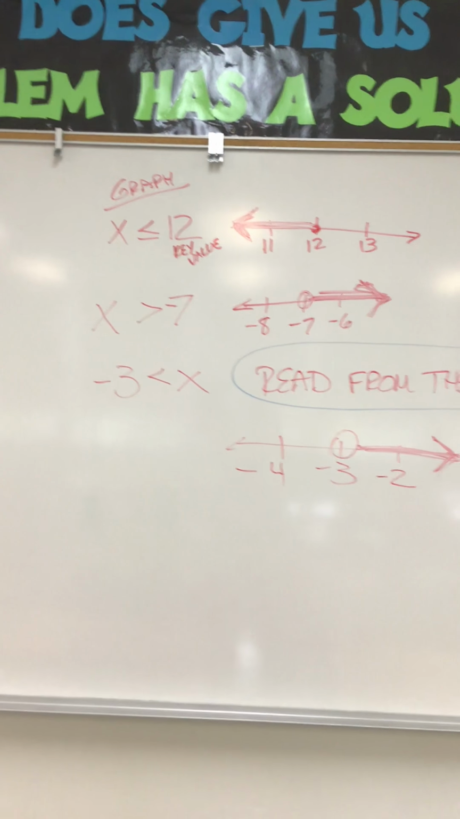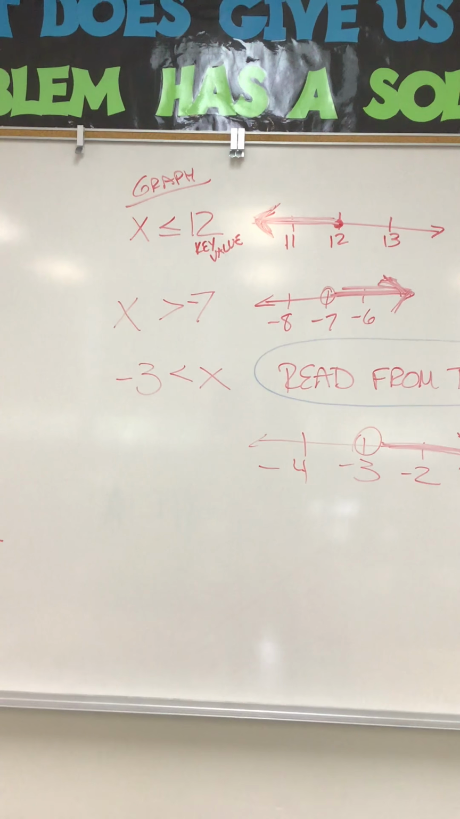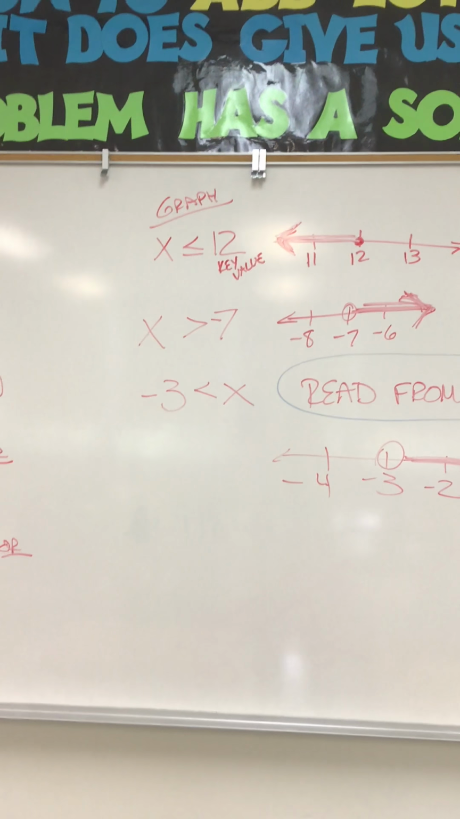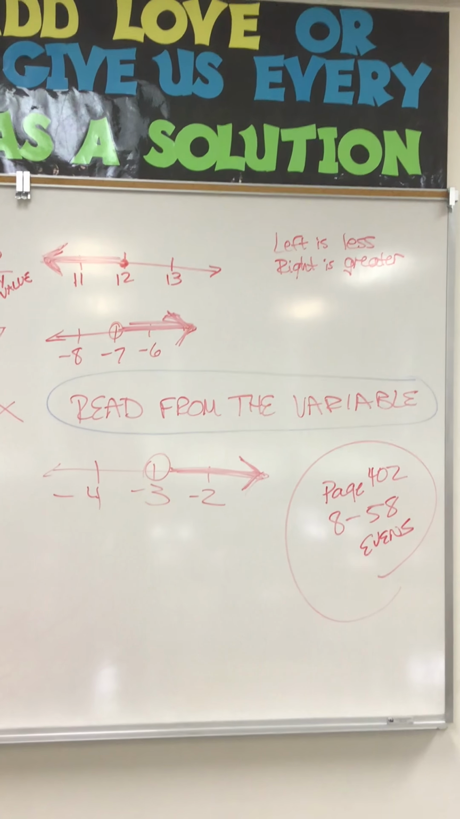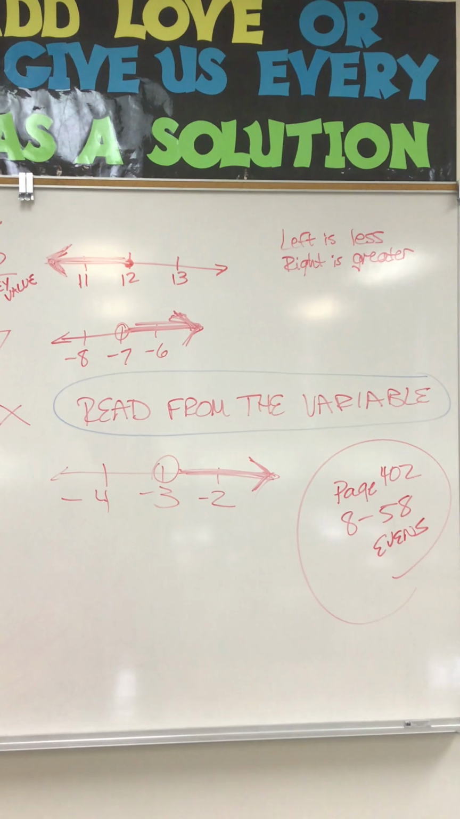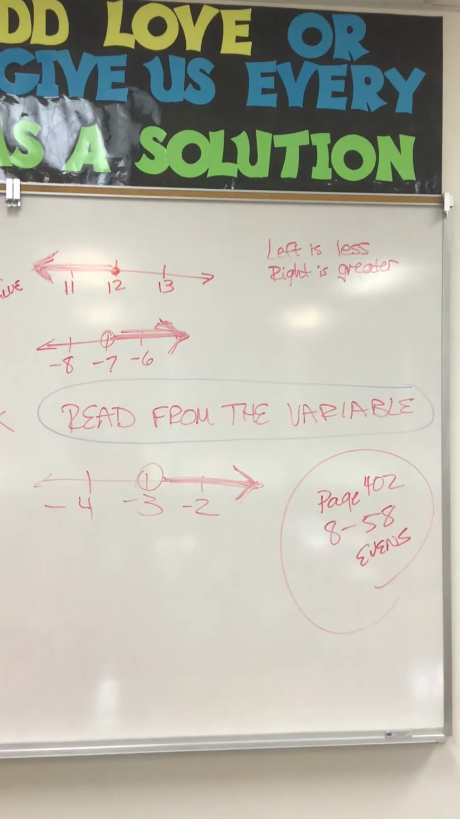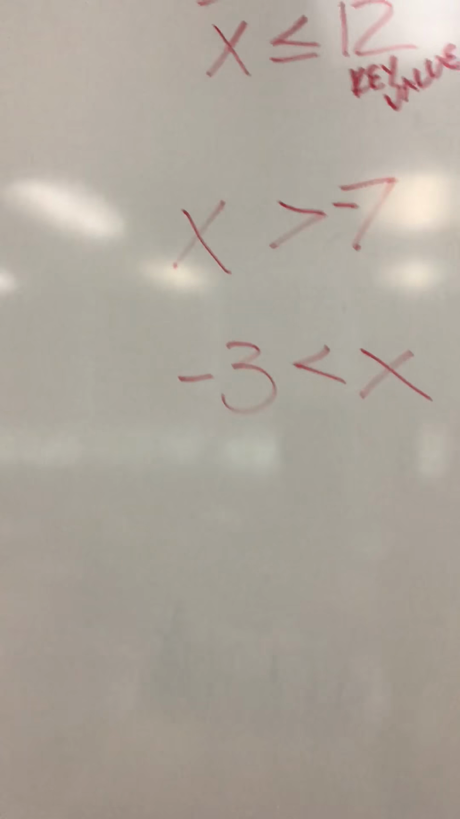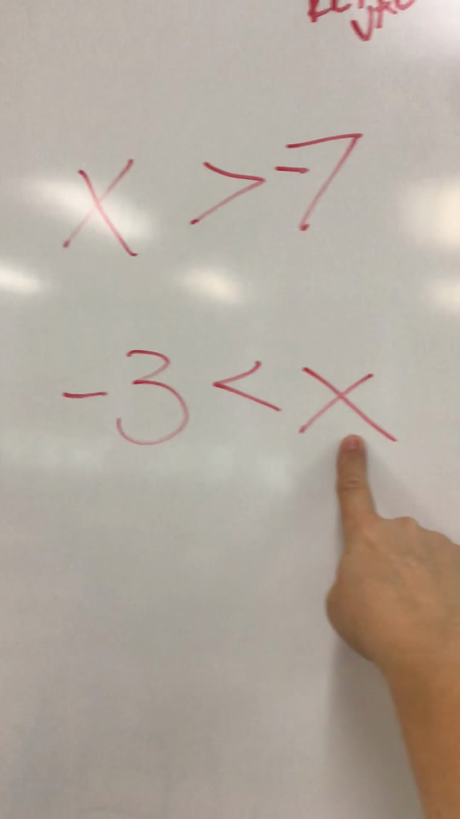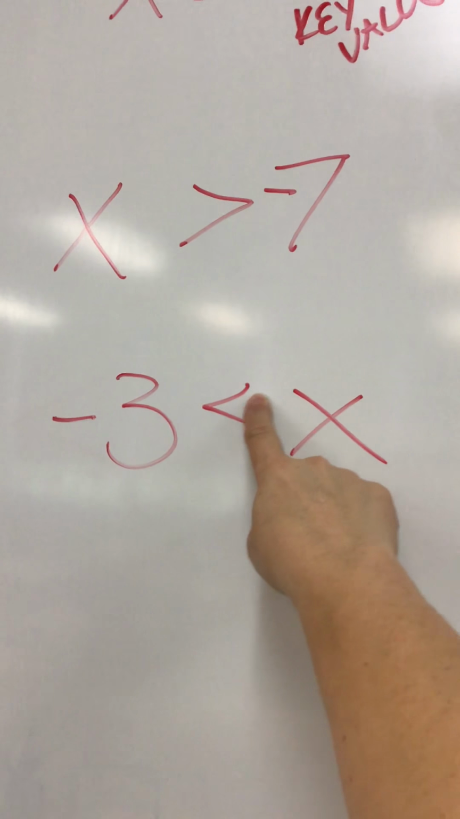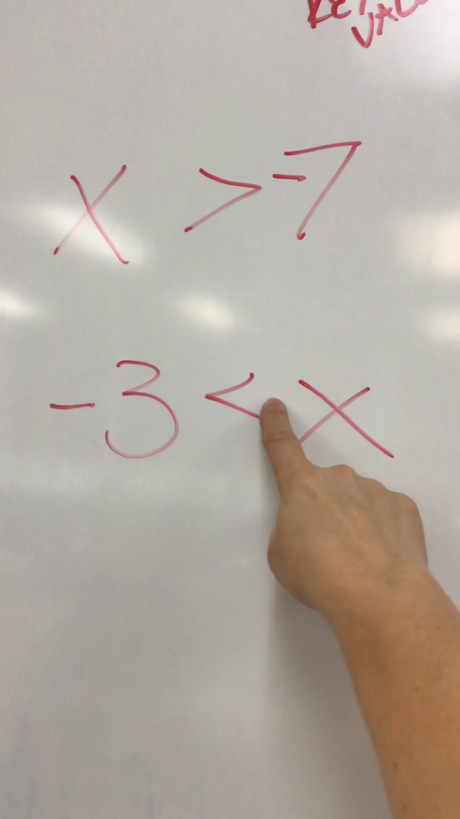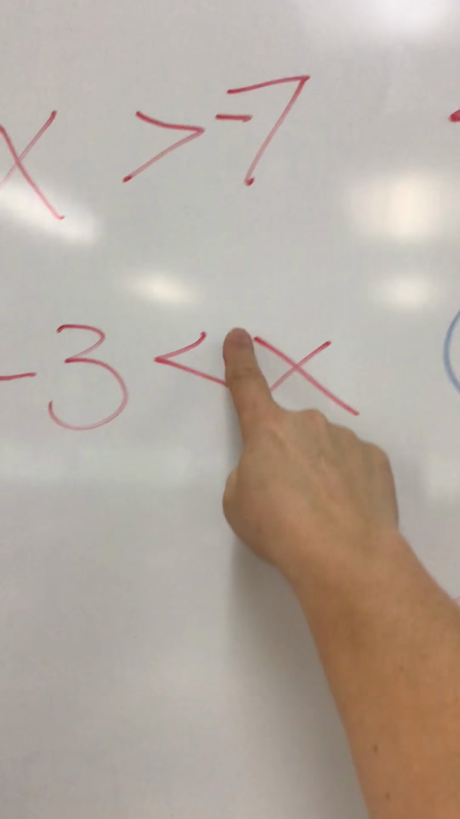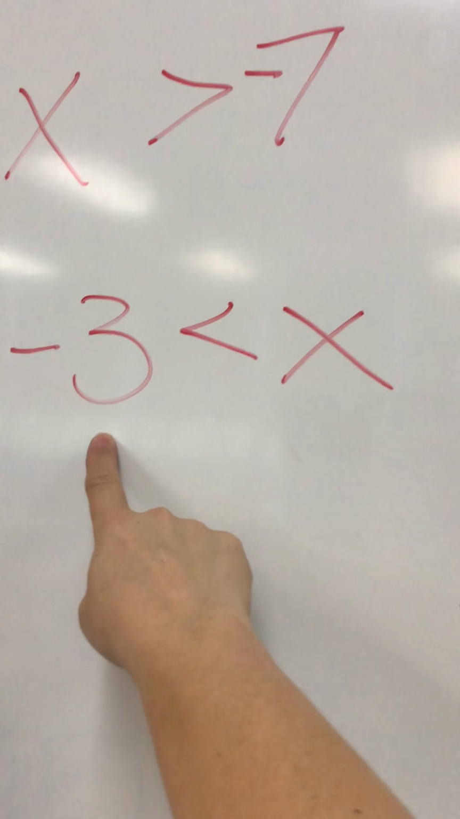All right, next one. -3 is less than x. We are never going to read that way. What I mean by that is we always want to read from the variable. Read from the variable. So take a look at that one again. Let's start with what we care about, which is x, okay? X is what? If I read this sign from the x, x is greater than -3.